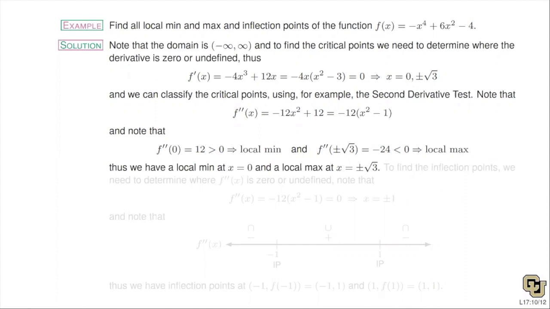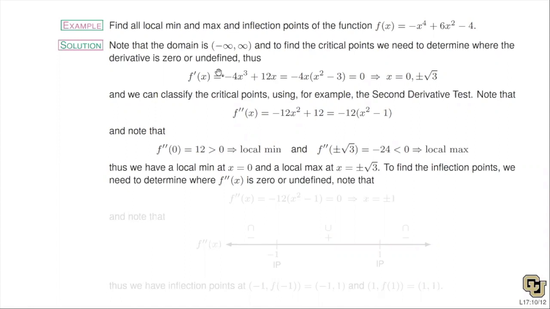The other thing we can use the second derivative for is concavity information and inflection points. So now we're sort of starting all over again. It's a similar procedure where we figure out where the second derivative is 0 or undefined, and then we classify those points using a sign chart. We're basically finding the critical points of the first derivative.